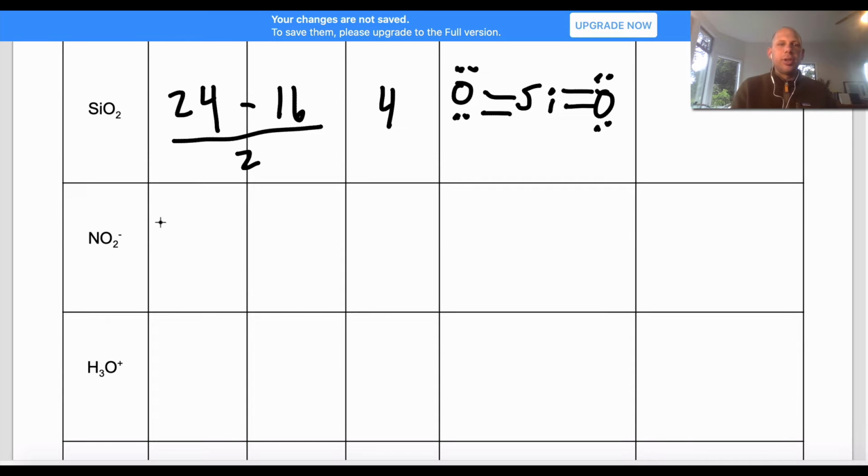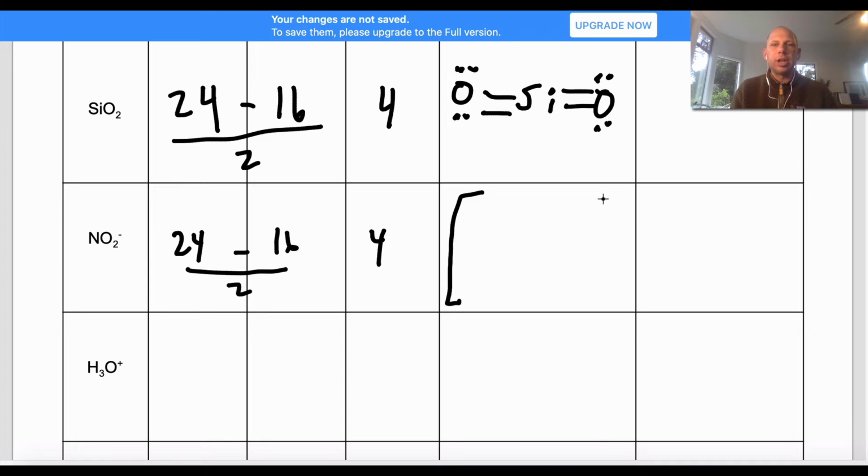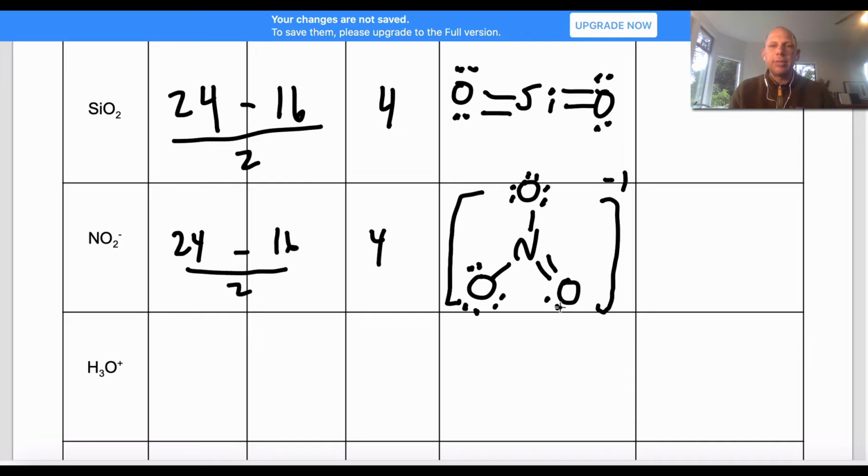All right, NO2 minus. What we got here again is 24. And what do they have? Well, we have 12 plus 5 plus 1 more. So that's going to be 16 again. Divided by 2 is 4. Remember, this whole thing is going to go in brackets with a minus 1 at top because that is a polyatomic ion. Now, it doesn't matter where you start. If I start here, I'm going to end up with that there. It can be all over. That's called resonance. And I'm going to give everybody the dots that they need.